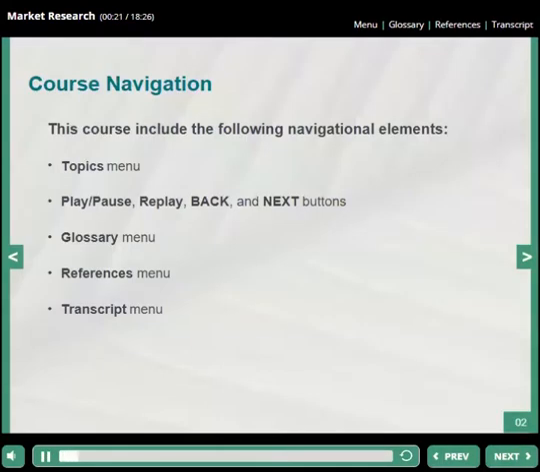This course provides general navigation functions. Use the Topics menu to jump to a specific topic in this course. Use the arrow buttons to play, pause, replay, or move backward and forward within a section. Use the glossary menu to familiarize yourself with definitions and acronyms. Use the References menu to access the documents and websites referenced in this course. Use the Transcript menu to view the audio narration.